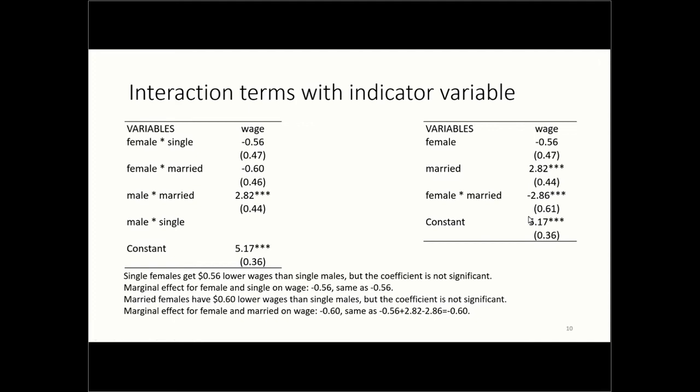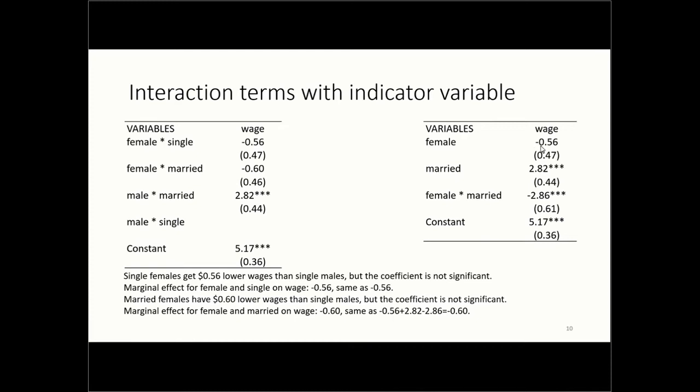So how would we interpret these results? If we look at this first coefficient on female times single, that is minus 0.56. So we would say that single females would get 56 cents lower wages than, and we always need to say what the reference category is, the single males. But this coefficient is not significant. The marginal effect here would be this value as well. If we want to know the marginal effect for a single female, the married term would be a zero, and the interaction would be a zero. So if it's single and female, that would be actually that coefficient. And that's why we have the same values here and here.